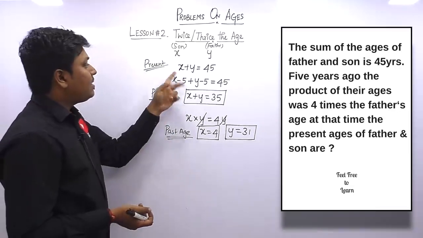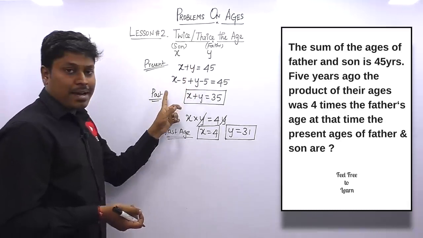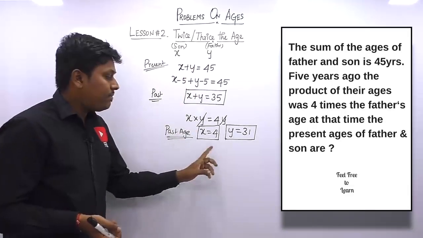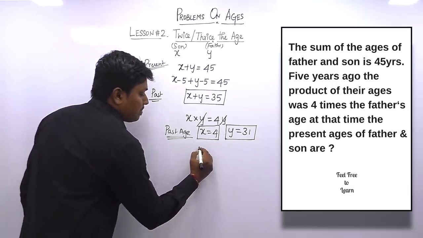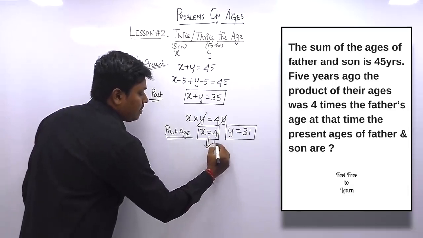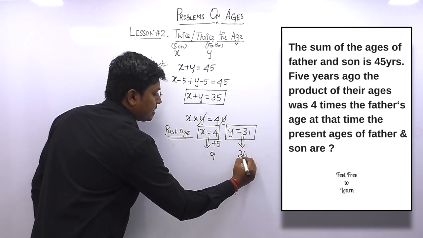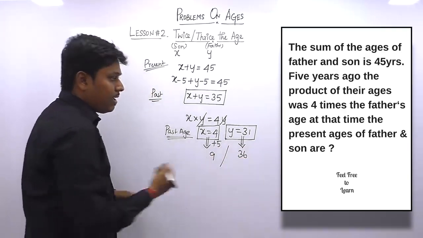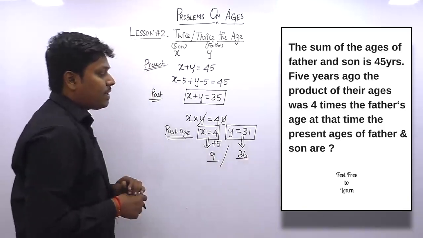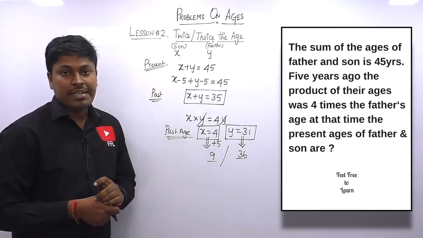So present age, I think they are talking about 5 years back. So for the present age we need to add 5. So 5 plus 4 will be 9. So the present age of son is 9. Similarly the present age of father is 36. Right, we need to find the ages of both persons, right? So the age of father will be 36 and the age of son will be 9.